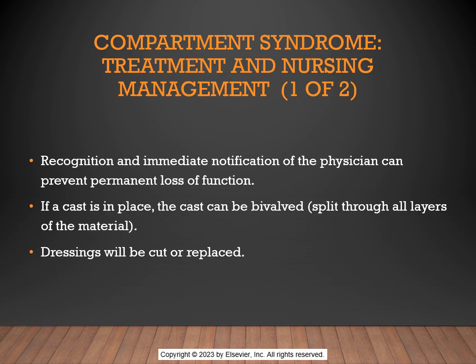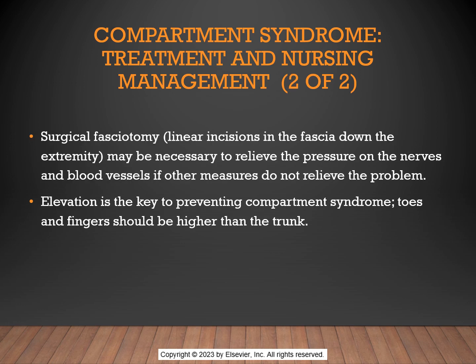Recognition and immediate notification of the healthcare provider can prevent permanent loss of function. If a cast is in place, the cast can be bivalved. Surgical fasciotomy may be necessary to relieve the pressure on the nerves and blood vessels if other measures do not relieve this problem. Ask the patient to describe the mechanism of injury.